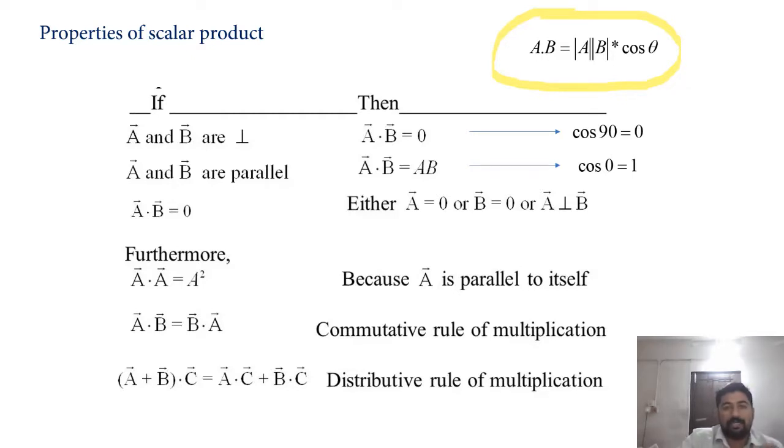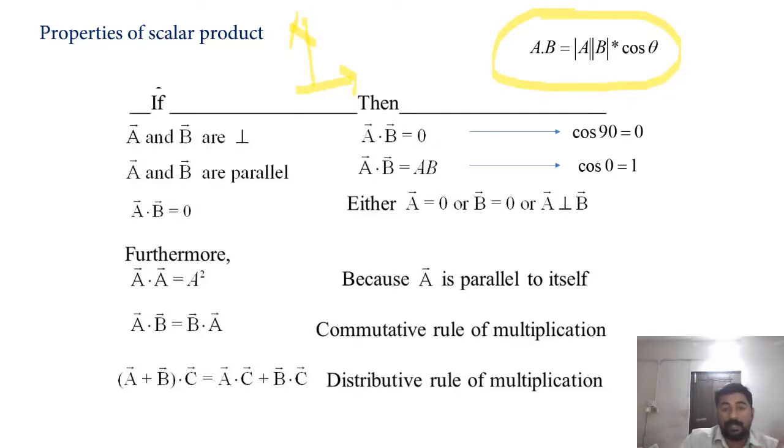A and B are perpendicular. That means the angle is 90 degrees and cos theta is 0. You multiply, cos theta is 0, so the entire product will be 0. A dot B is equal to 0 when A and B are perpendicular.